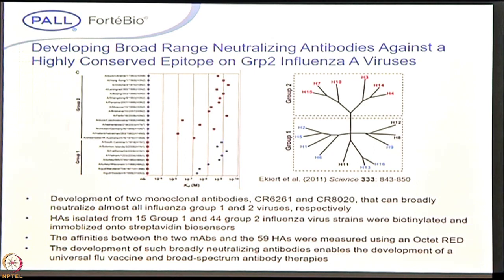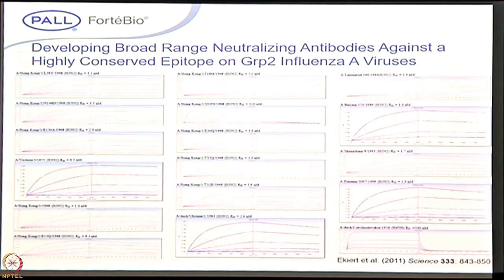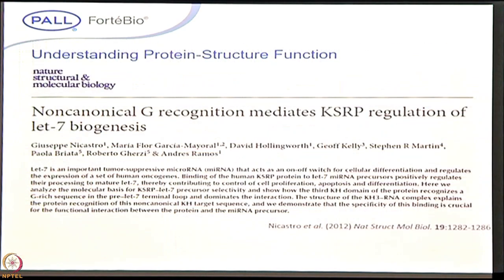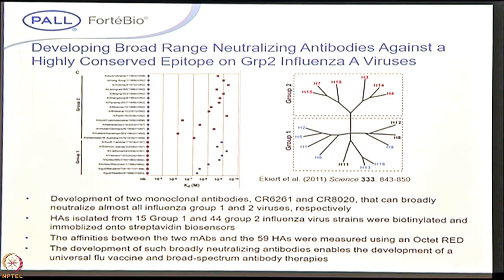He biotinylated them, and then immobilized all 59 hemagglutinins using the streptavidin sensors, and then screened with the respective antibodies. If you look at this, you can see the binding interactions of the different antibodies to the respective hemagglutinins. From this, they developed the two broadly neutralizing antibodies. So very quickly, we can screen this kind of application using this.